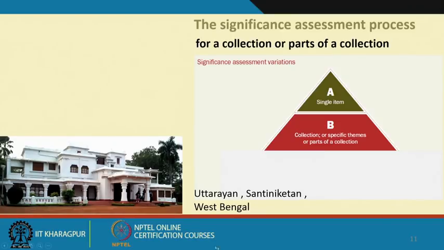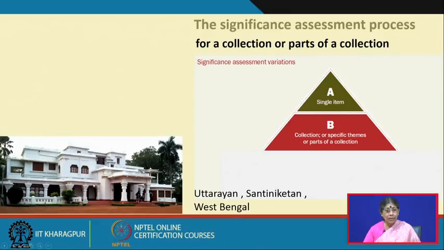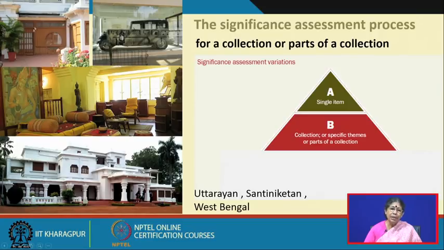Let us talk about, again going back to Shantiniketan, Uttarayan, Shantiniketan, West Bengal, which is in the same complex as we have seen. This is Shyamuli in the Udayan complex of Shantiniketan, where Rabindranath Tagore had a lot of structures where he stayed, and they are in that complex. So, now if you talk about only this building, which is the Uttarayan, then what we can see is that there are many things which independently, individually are very important and contribute to the significance of this building.